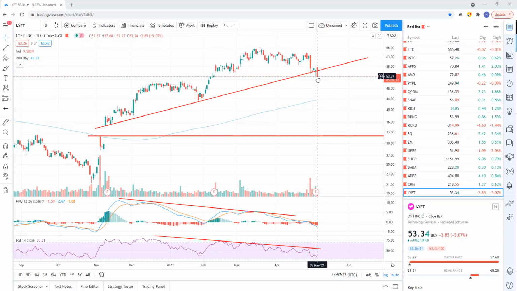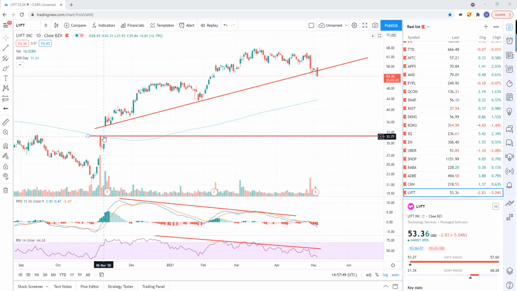Now, unless they come in to close the day and they buy it up into the close, then that would be a false breakdown. But as of right now, it's a breakdown. So I took it short. You can see this trend line right here. We've been walking up and we're starting to break that trend line.